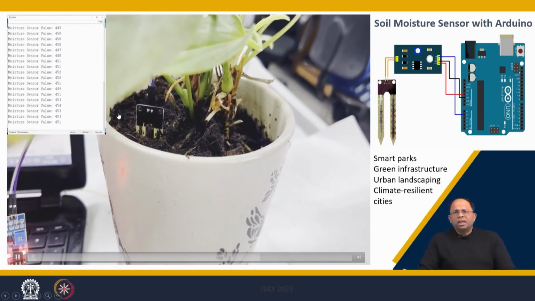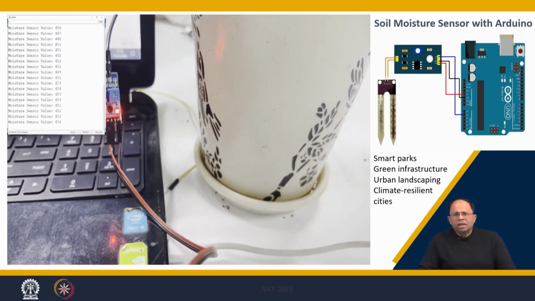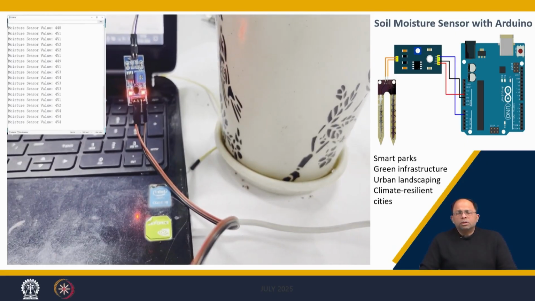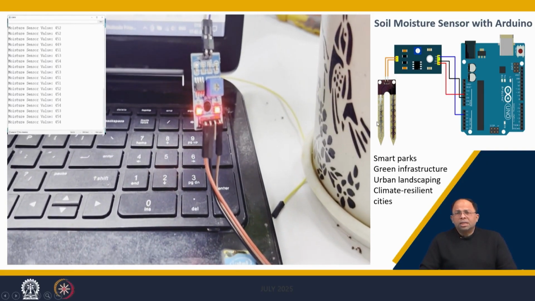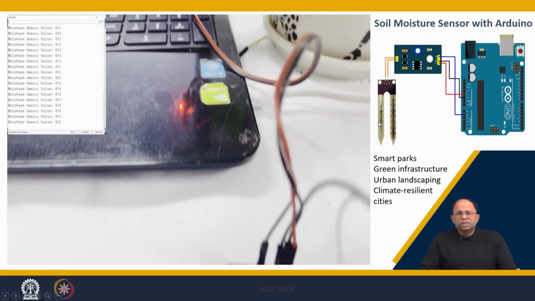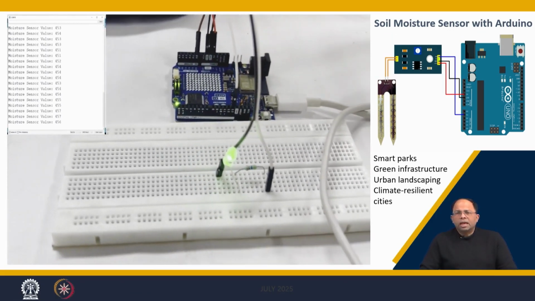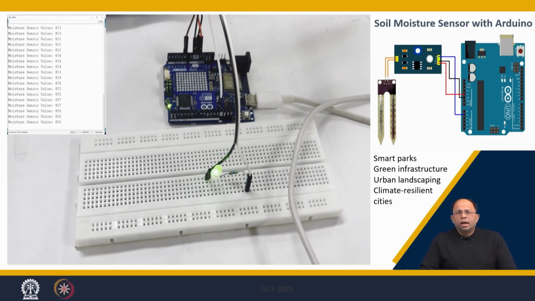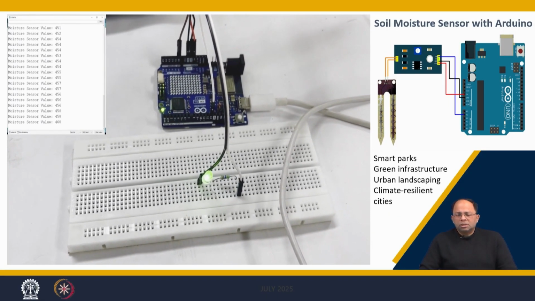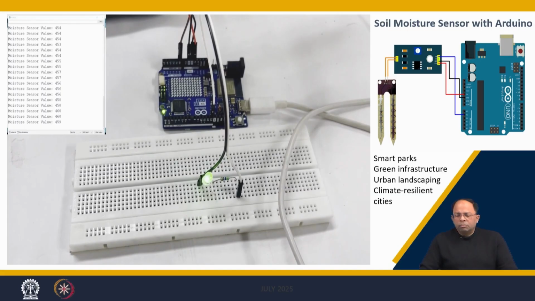So where is its application? We can apply this kind of sensors everywhere in urban areas. There are a lot of landscaping and plants which are planted in urban areas, and we cannot do monitoring by putting human beings there. So if we have this kind of sensors, then we can monitor what the moisture level is, and we can turn on our irrigation system or a drip system so that water is automatically supplied to those particular locations. So this could be part of smart parks, green infrastructure, urban landscaping, climate resilient cities, and so on.